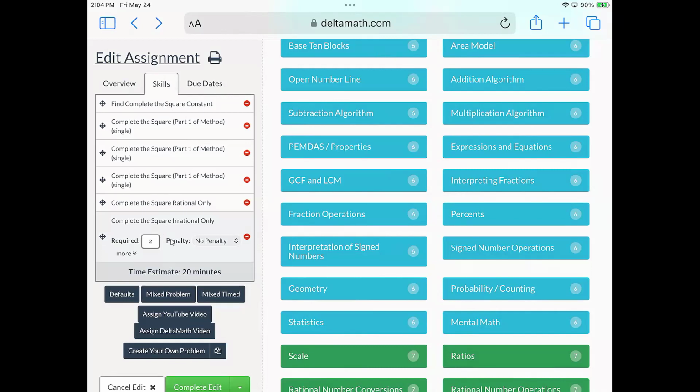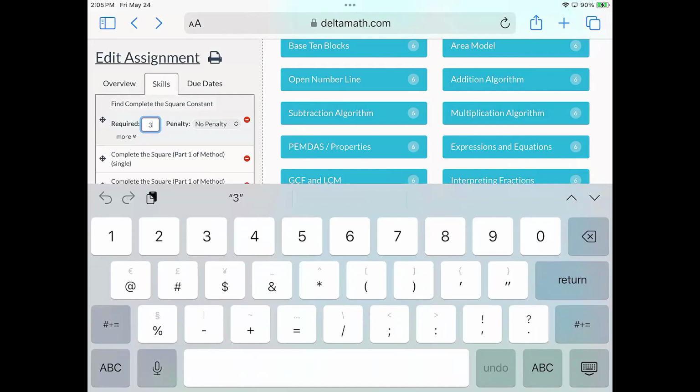I created a Delta Math assignment and I'm going to do one of the examples. There are 4 types of questions, so I'm going to do one of each. I'm going to try to do this quickly. So first one, let me see.